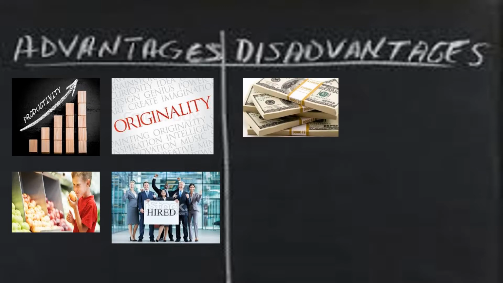Disadvantages of market economy. Money. Money tends to generate more, so it's easier for rich people to get richer than for poor people to make extra money.